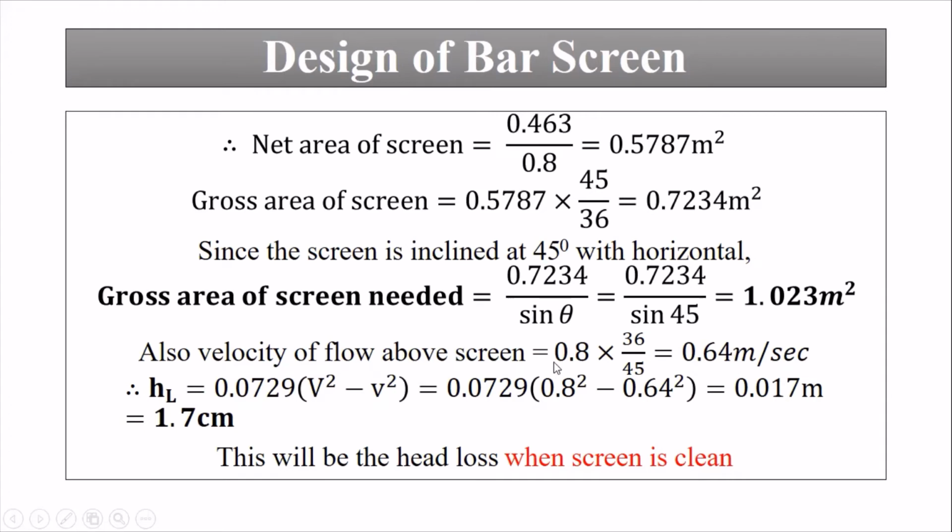Also, velocity of flow above the screen is 0.8 into 36 divided by 45. Your answer is 0.64 meter per second. So you can find the head loss. The formula of the head loss is 0.0729 in bracket V squared minus small v squared. Capital V is equal to 0.8 and small v is equal to 0.64. So your head loss is 0.017 meter. You can convert into centimeters, which is nearly 1.7 centimeters. This will be the head loss when the screen is clean.